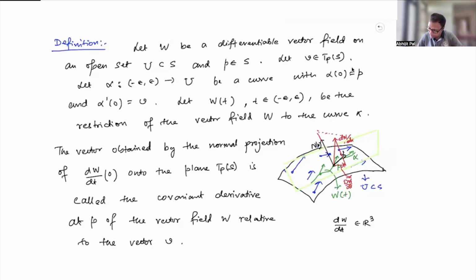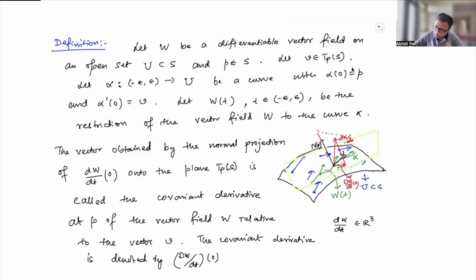So dW/dt at 0. So let me write down. The covariant derivative is denoted by capital D W over dt at 0, or capital D_V W at the point P.